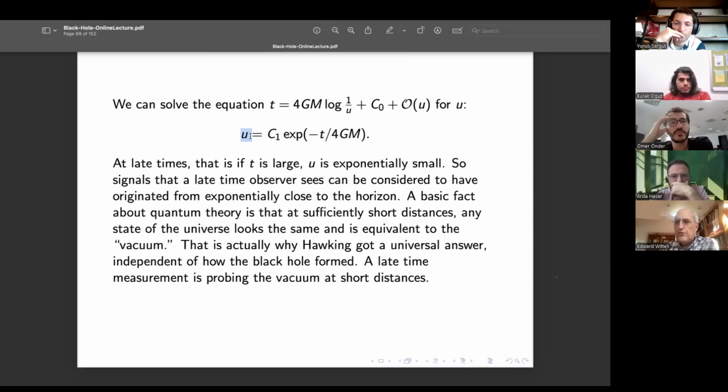So the LHC works very hard and makes measurements roughly down to 10 to the minus 17 centimeters. But a measurement of what comes out of the black hole 1 second after it formed, this is for a black hole with the mass of the sun, is seeing down to much smaller distances than that.